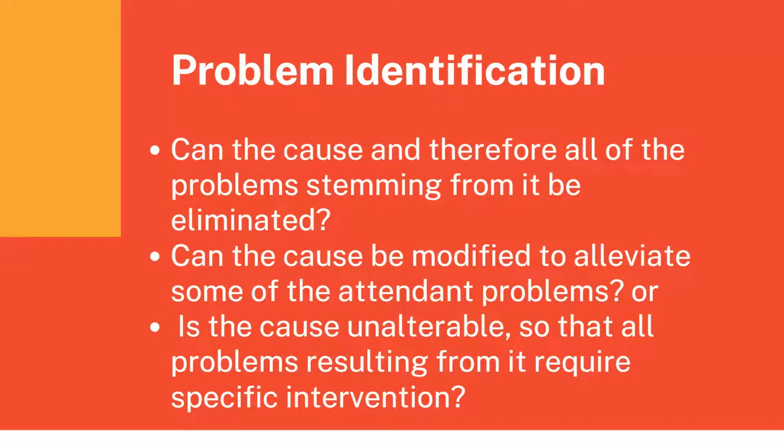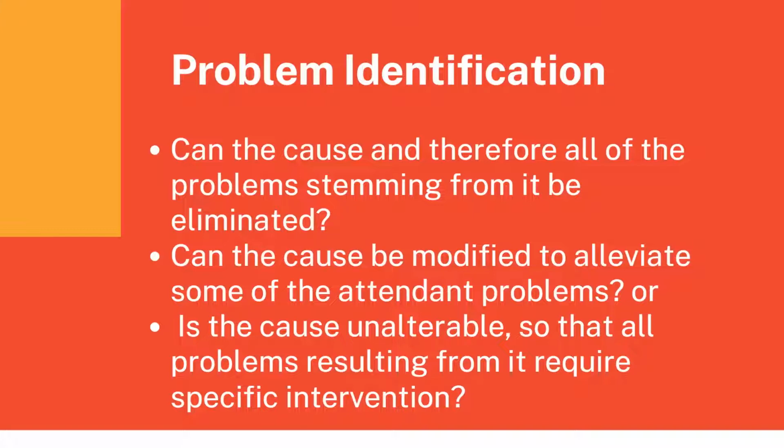All right, remember when I was defining care planning, we talked about problem identification. From the care need assessment, you need to go back to the form for each individual. What is the cause of the problem? Can the cause, and therefore all of the problems stemming from it, be eliminated? Is this something that can be eliminated, this problem that you have identified? Can the cause be modified to alleviate some of the attendant problems?